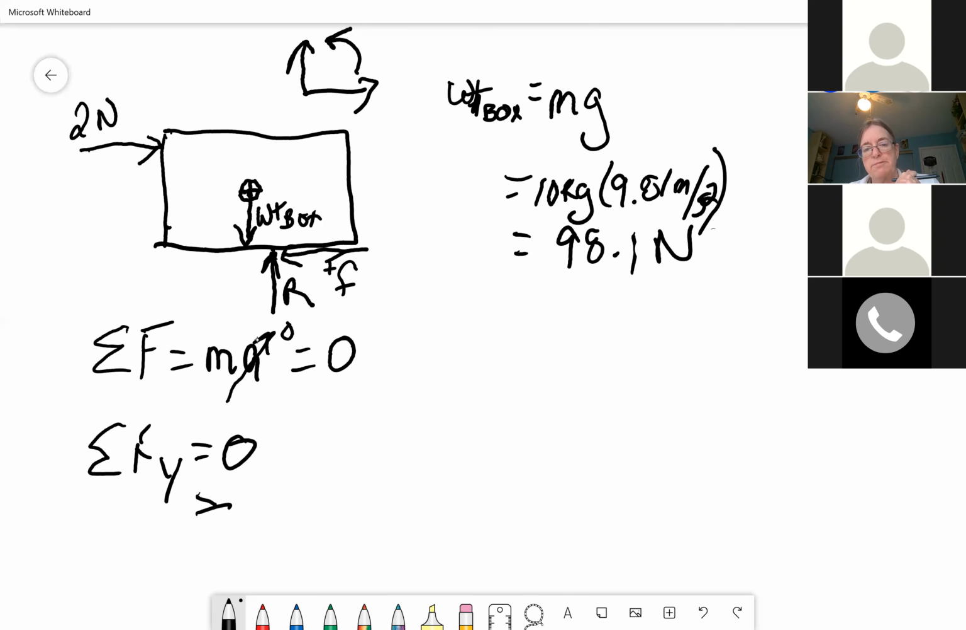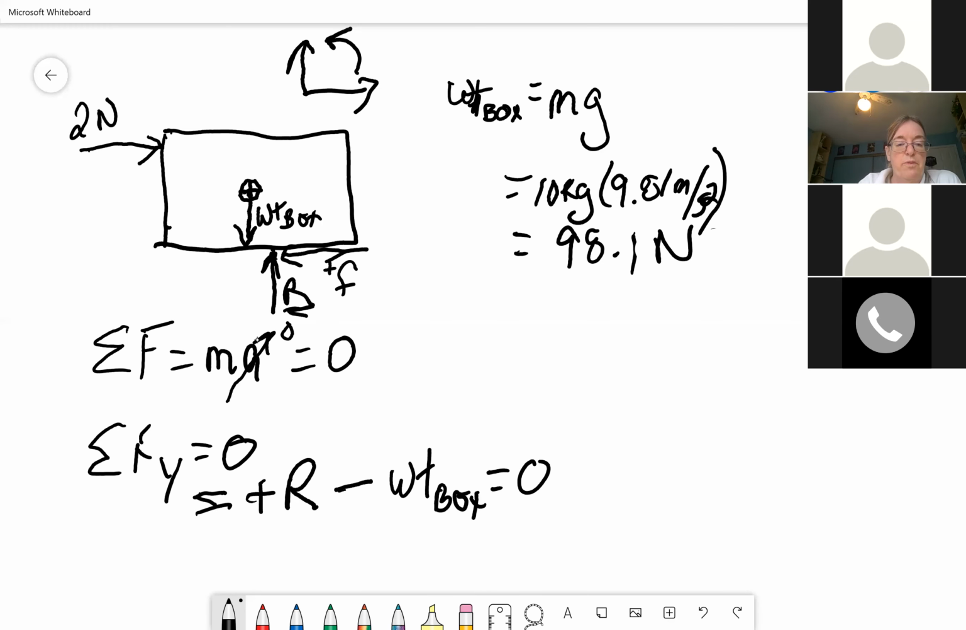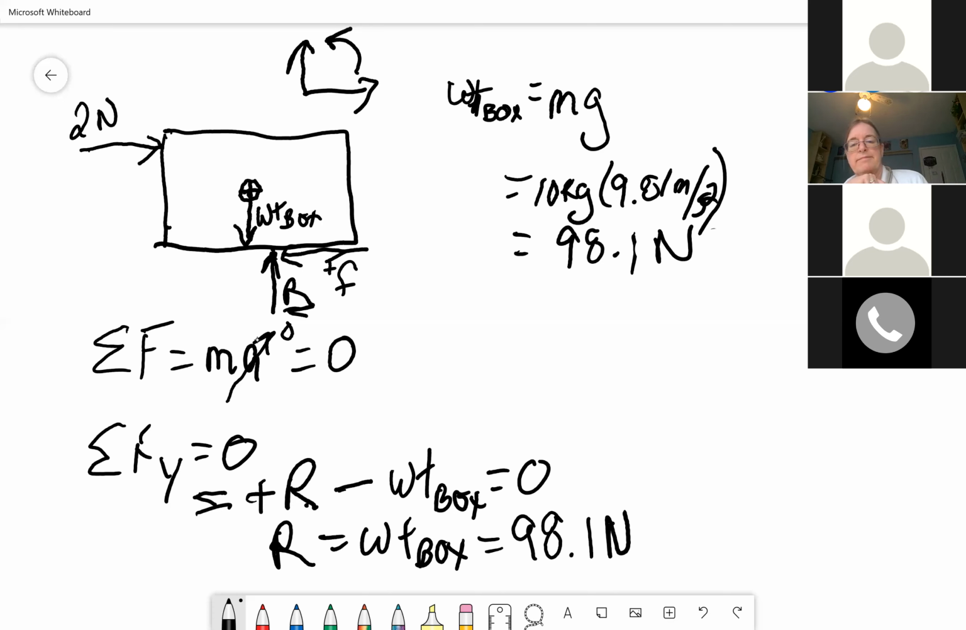Even if it was moving, it's probably moving straight across the table, so it's, again, not going up or down. So it still would be 0. Once you have that, R minus weight equals 0. R equals the weight of the box, which is 98.1. And that's what they got. That's right. Okay, thank you.